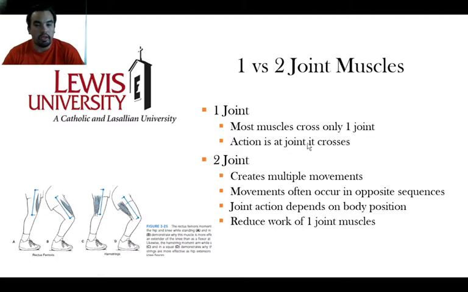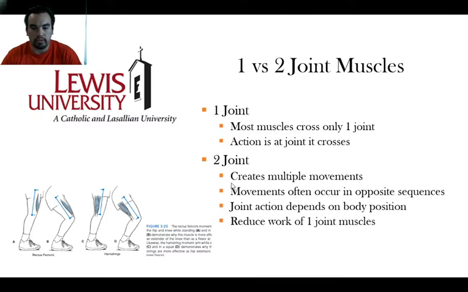Then we move on to one versus two joint muscles. One joint muscles are what most muscles actually fall into in terms of categorization by how many joints they cross. Most only cross one joint. And the action is at the joint it crosses. So if I have something that crosses my knee, it's going to do something to the knee, whether it's in the anterior, the posterior, the medial, the lateral, depending on the position of that muscle crossing the joint. That's where you understand that the muscle action is actually going to occur.